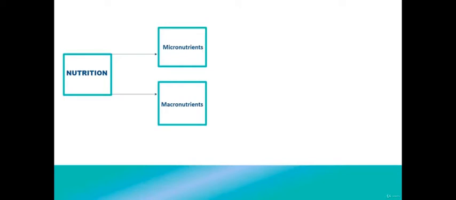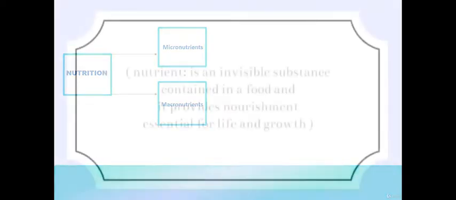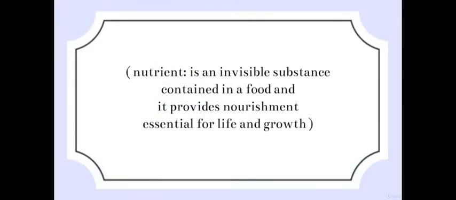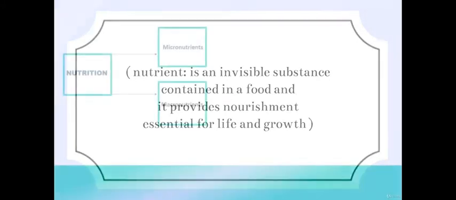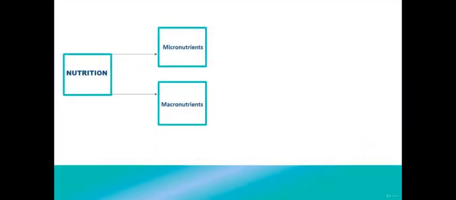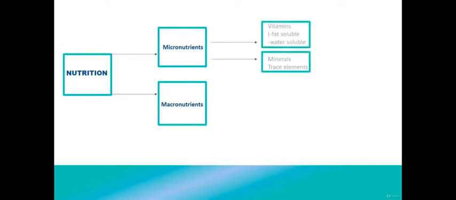So, what is a nutrient? A nutrient is an invisible substance contained in a food, and it provides nutrition essential for life and growth. So, let's come back to micronutrients. We find vitamins, which are divided into fat soluble and water soluble, and minerals, trace elements. We are going to talk about each one in detail in the next sections.